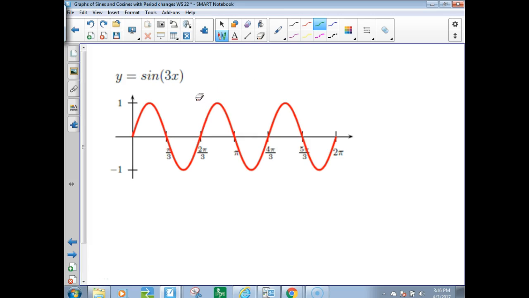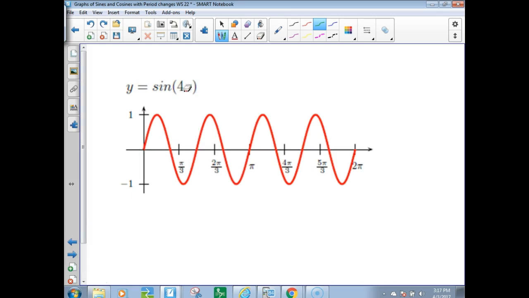Now the cycle is happening 3 times in the period of 2 pi. So that means that the period is 2 pi over 3 units. The whole cycle occurred in 2 pi over 3: one 2 pi over 3, another 2 pi over 3, another 2 pi over 3. So you got 3 sine waves in there.